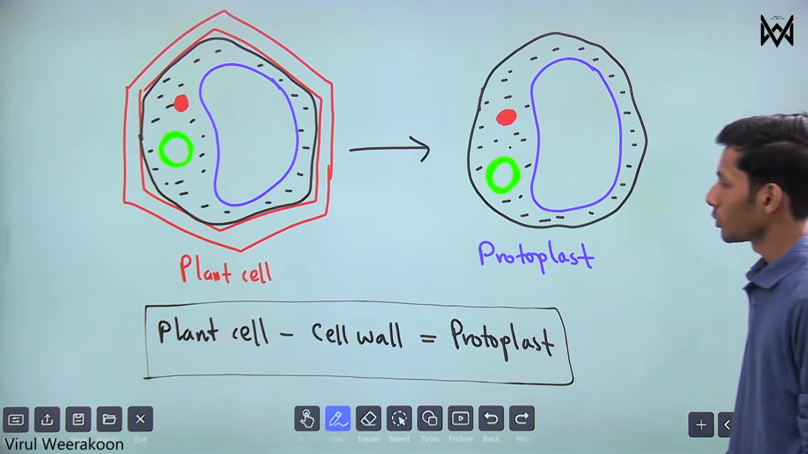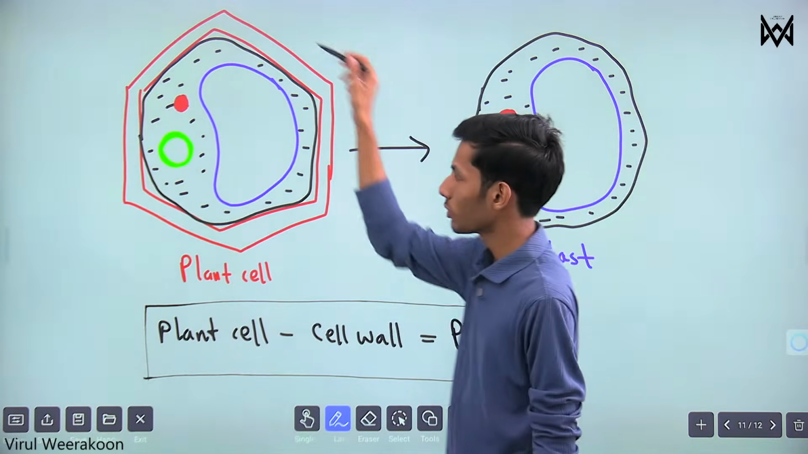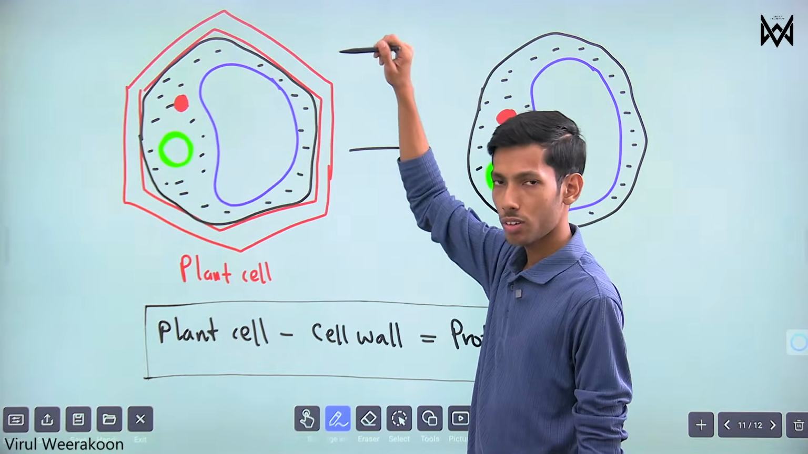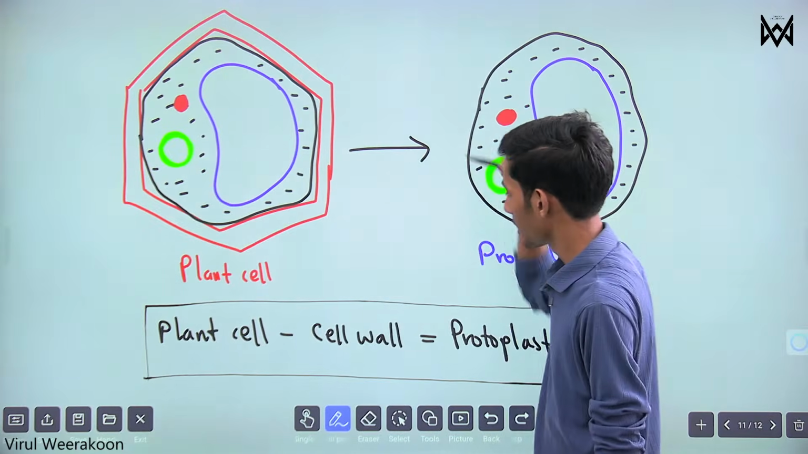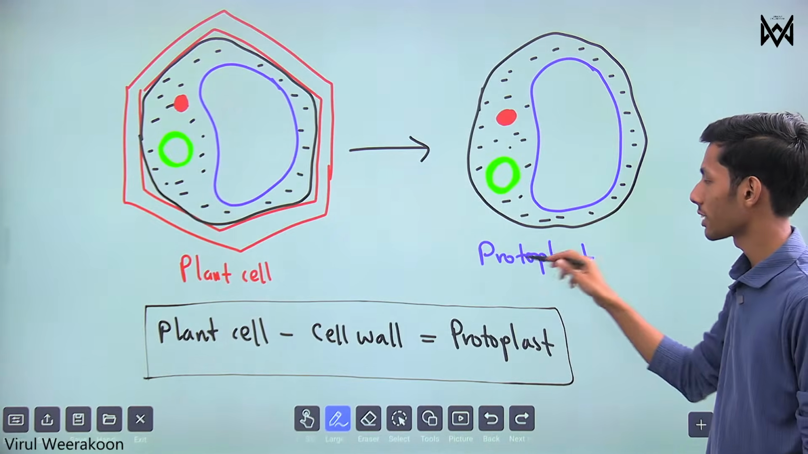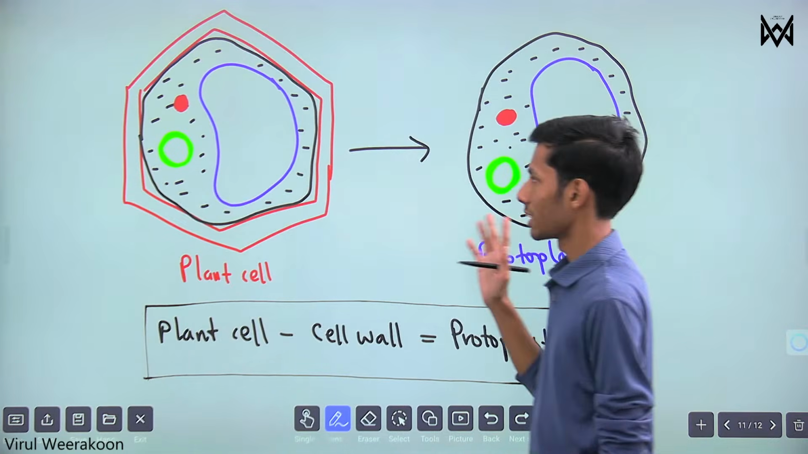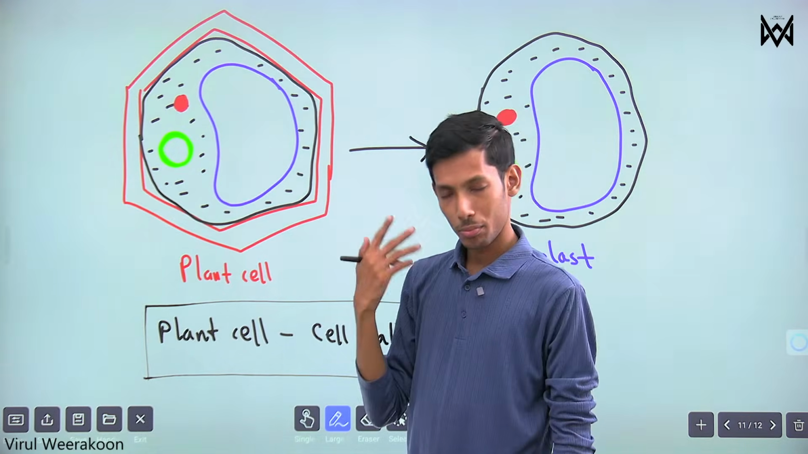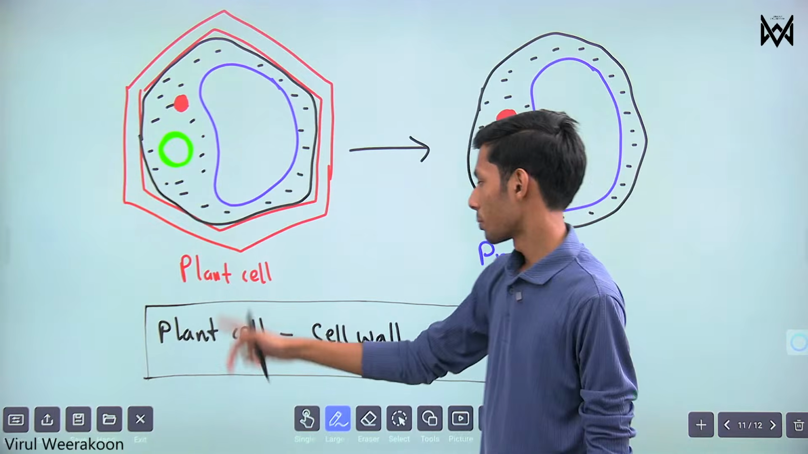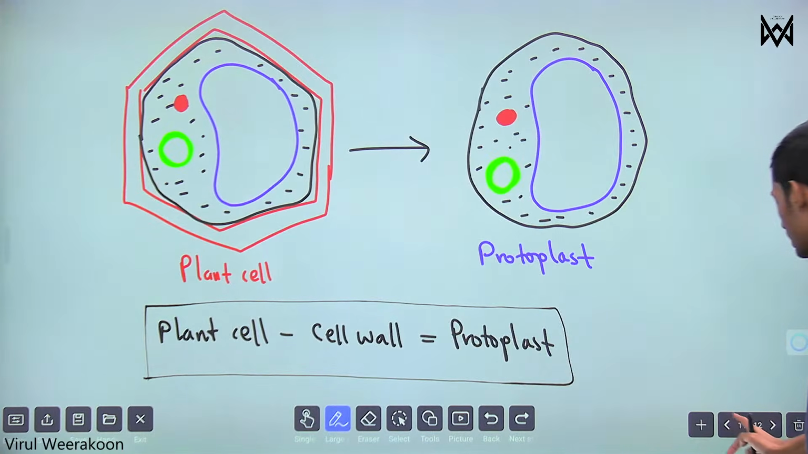Then when it comes to the plant cell, if you peel off the cell wall from the plant cell, the structure formed afterwards is known as a protoplast. It means a kind of cell. Actually, it's a plant cell without a cell wall. So plant cell minus cell wall gives the protoplast.